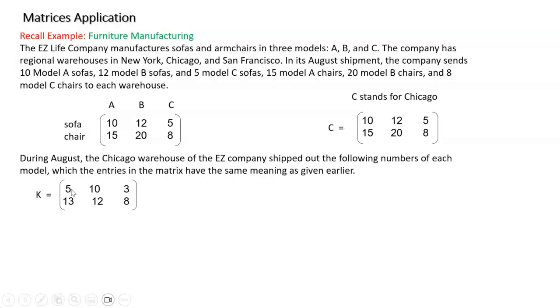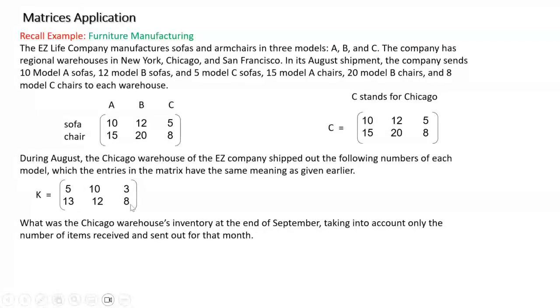So Chicago shipped out 5. This is for the sofas: 5 model A sofas, 10 model B, and 3 model C. And for the chairs, they shipped out 13 model A, 12 model B, and 8 model C. The letter uppercase K represents the shipment that's going to go out. So what was the Chicago warehouse's inventory at the end of September, taking into account only the number of items received and sent out for the month?